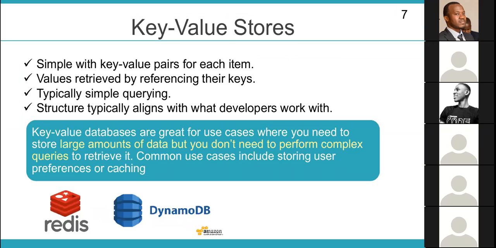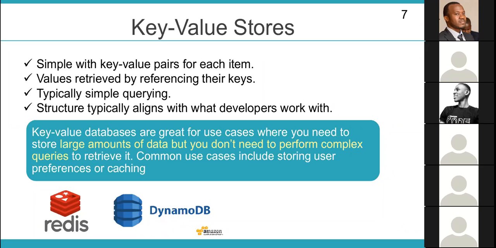Then another type of NoSQL database is a key value store. These simply have keys and values for each item you store in the database. If you want to retrieve a value from your database, you just refer to the key and get the value that is assigned to that key. These are very simple to query, and their structure typically aligns with what developers work with, just like the document databases. However, these are great for use cases where you need to store large amounts of data, but you don't need to perform complex queries to retrieve it.